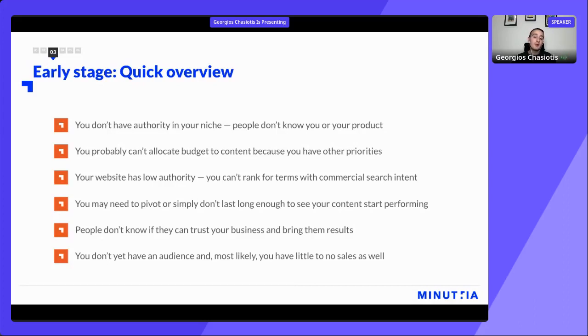And the last point that we have here, you don't have an audience yet, and most likely you're struggling when it comes to sales. Okay, I know all these are a bit disappointing, but it's the hard reality of early stage companies that are not VC backed, don't have a PR agency to help them, and don't have many connections in their industry, and so on and so forth.